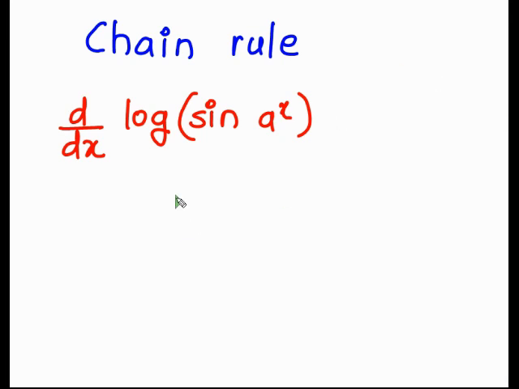For this particular chain rule we need to focus on the outside function. We know the derivative of log x. You may say that there is no x here, so consider this as x. Derivative of log x is 1 upon x. So what is our x here? It is sin a raised to x. So we get 1 upon sin a raised to x. But this is not the x, so we have to take a derivative of this again.